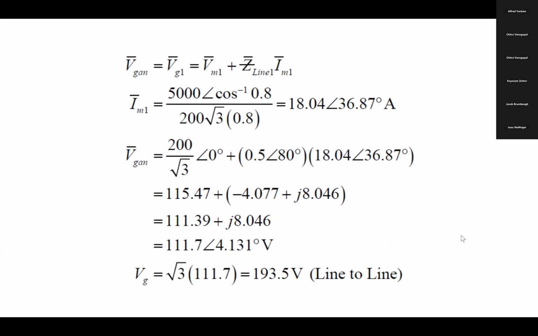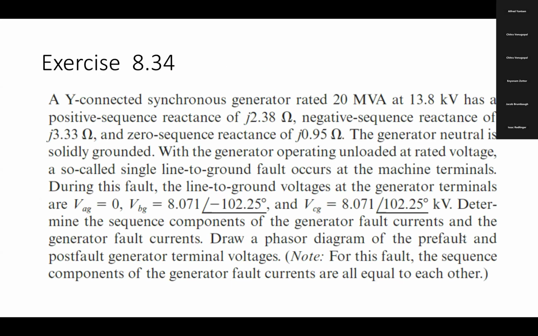Right. The next example is fault condition. So what we have seen before is without the fault. Now let's look at the fault. Okay. So it is talking about a Y connected synchronous generator, positive sequence reactance. So here the positive, negative, zero sequence are given directly. Okay. Positive sequence, negative sequence, zero sequence for the generator is given. Generator neutral is solidly grounded, meaning there is no ground impedance. Okay. There is no ZN.